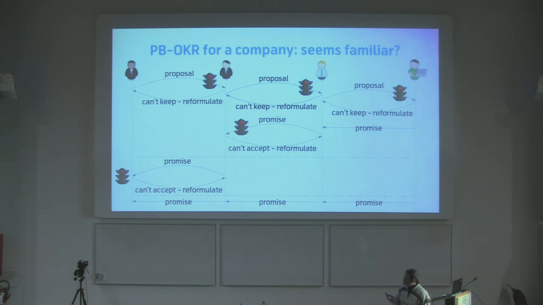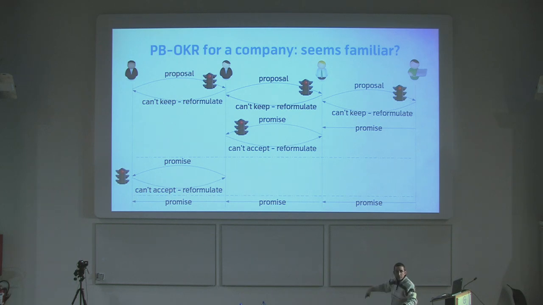So basically, let's say that this boy at the left side is a CEO and he proposes a goal. The people just below him should be able to understand if the goal that he's proposing is reachable in his department and challenge that if needed. So you have a loop of negotiation at this level, and then this proceeds until it reaches the end of the hierarchy and then back until you have a long chain of promises from the bottom up. Because the bottom up is the part that is missing in OKR.